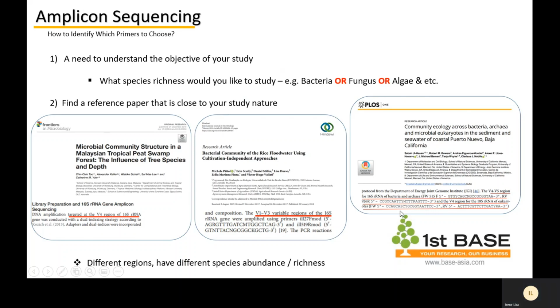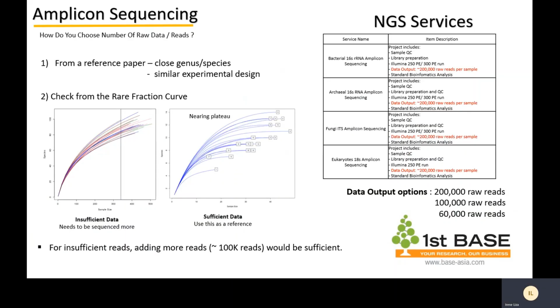Now, another question that researchers very commonly ask is, how do I know how much raw data or number of reads should I choose? Why is this very important? Because the amount of raw data that you choose also determines the cost that you're going to pay for this particular NGS service. So first and foremost, find a reference paper that is close to the nature of your study, or has a similar experimental design.